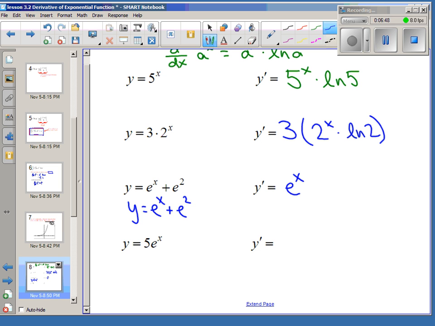And the last one here, 5 times e to the x. Once again, we have a constant multiplied by e to the x. We can pull that constant out before we evaluate our derivative, and the derivative of e to the x is just e to the x. So pretty nicely, the derivative of 5e to the x is 5e to the x.